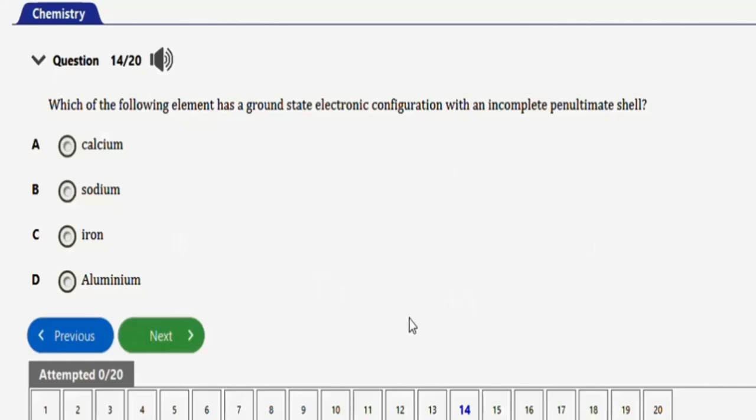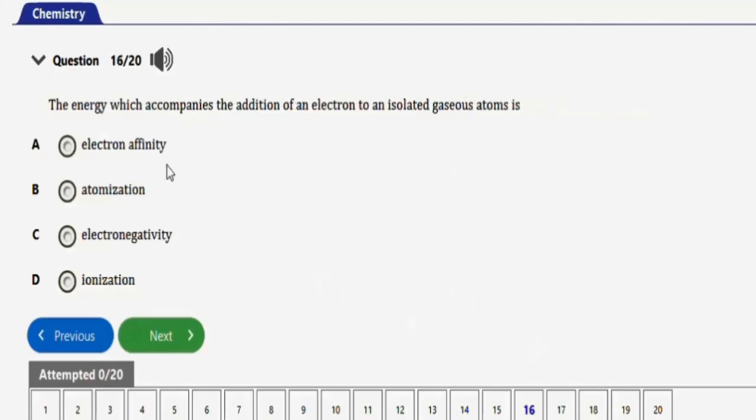Alright, next up the question will be this one. It says the energy which accompanies the addition of an electron to an isolated gaseous atom is, so it's still electron affinity. Okay, next question is this one.